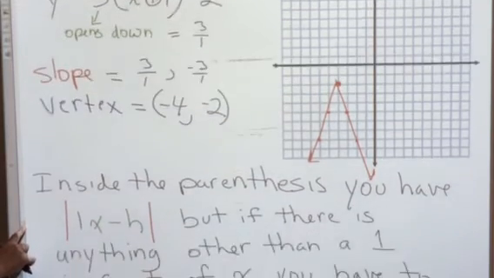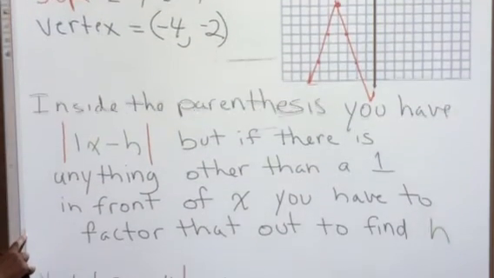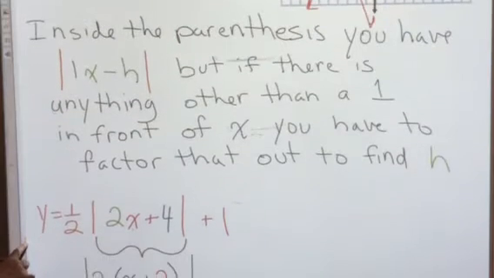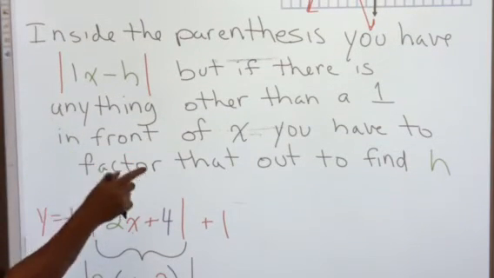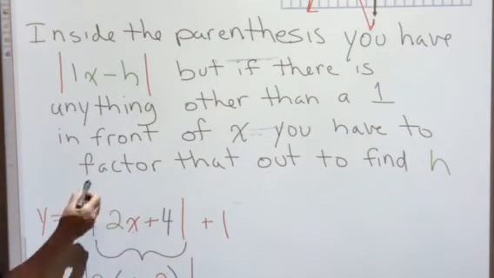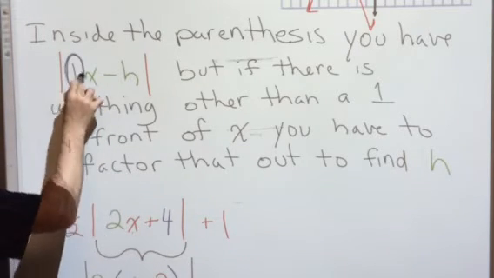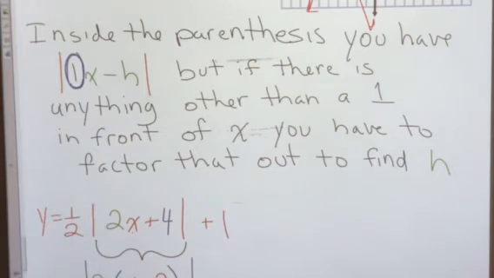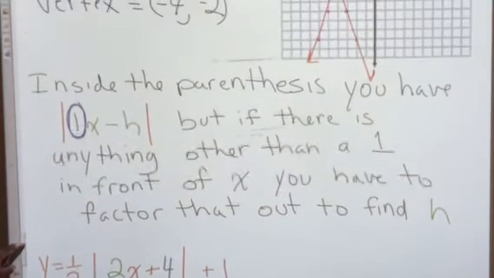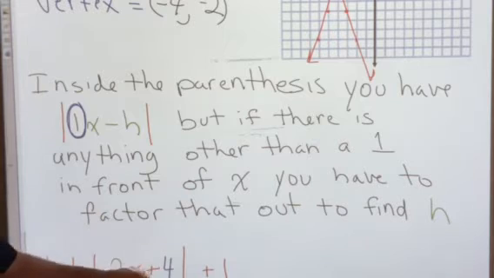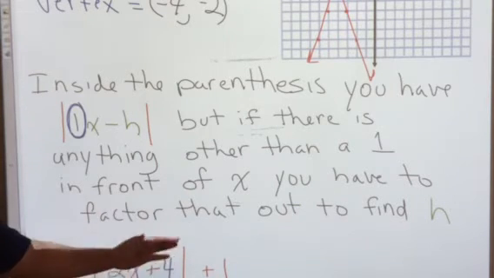Inside the parentheses you have 1x minus h. But if there is anything other than a 1 in front of x, anything other than a 1 in front of x, you have to factor that out to find h. So let's look at an example. All right, so there's the original equation: y equals 1/2 times the absolute value of 2x plus 4, plus 1.